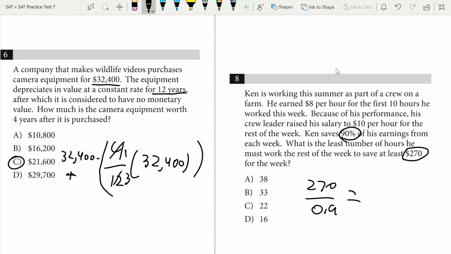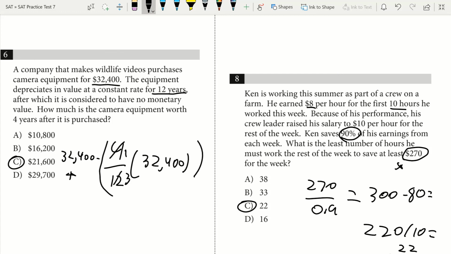Well, if he wants to save $270 and he's saving 90% of his earnings, we have to divide 270 by 0.9, and that's going to give us $300. That's how much he has to earn in the week in order to save $270. So we know that he already earned 8 times 10, right? Because he worked 10 hours and he earned $8 per hour. So minus 80, right? That's going to give us $220 left. He's earning $10 per hour for the rest of the week. He needs to work 220 over 10, which is 22 hours.